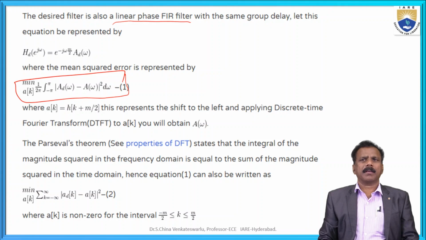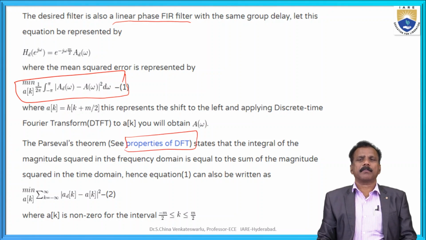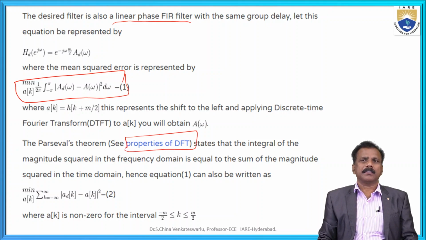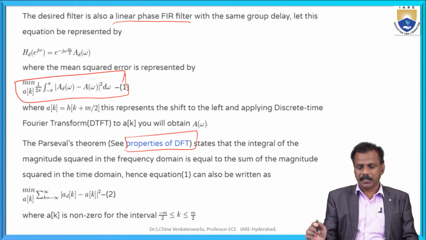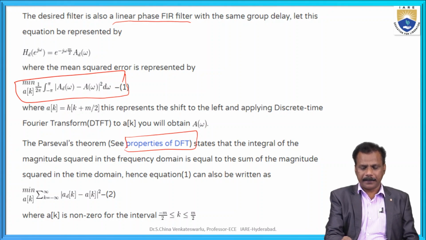Apply the discrete time Fourier transform, the DTFT, to a of k and we obtain A of omega. This is Parseval's theorem. We have already observed the properties of the DFT. That property states that the integral of the magnitude square in the frequency domain is equal to the sum of the magnitude square in the time domain.